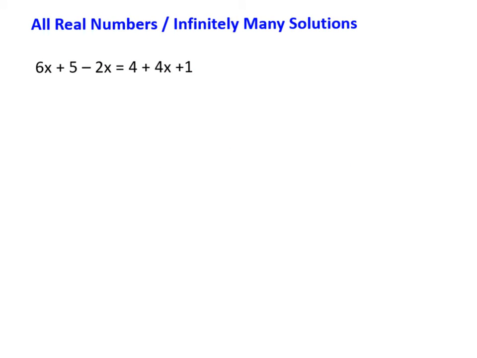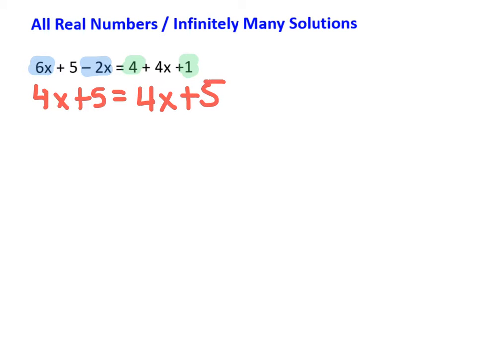In the next example, we're going to begin with the same process. So first we need to simplify both sides of the equation by combining like terms. So we're going to combine 6x and negative 2x on the left side of the equation. So 6x minus 2x gives us 4x plus 5. And then on the right-hand side of the equation, we can combine the 4 and the 1, so it would simplify to become 4x plus 5.